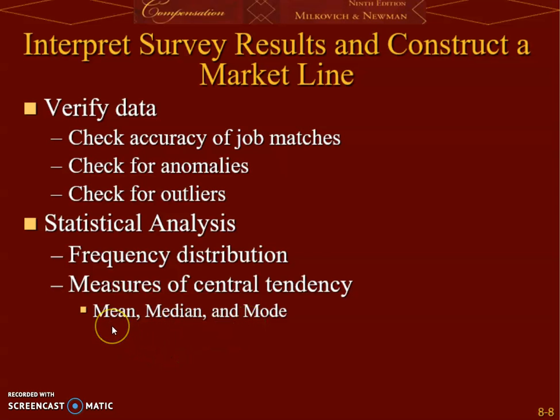The mean is the arithmetic average. If I were to add up all of the numbers in my data set and divide them by the number of data points I have, I'll get the mean. The median is the middle number. If I were to arrange those numbers from lowest to highest and count in towards the middle, it's the very middle of the distribution. The mode is the most frequently occurring number. So if out of a data set of 10 data points, I have 5 that represent $80,000, that would be the mode, or the most frequently occurring number.